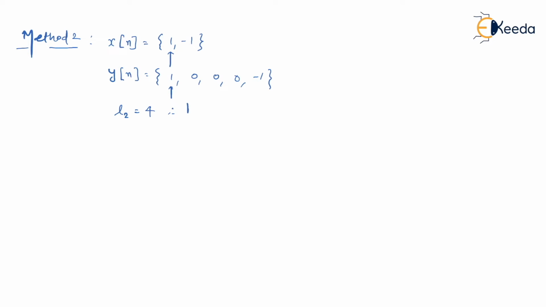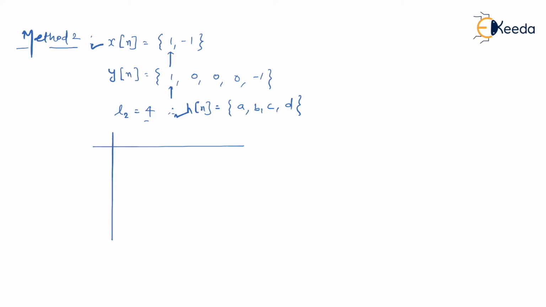Therefore, I can assume h of n as all 4 elements unknown to me. So I'll assign some variables a, b, c, d. Is that right? So in a way, now x of n and h of n are quite known to me, and let me get y of n by the convolution method. That y of n I'll get in terms of a, b, c, d. That y of n I'll compare with the given y of n and I'll get all the values of a, b, c, d.